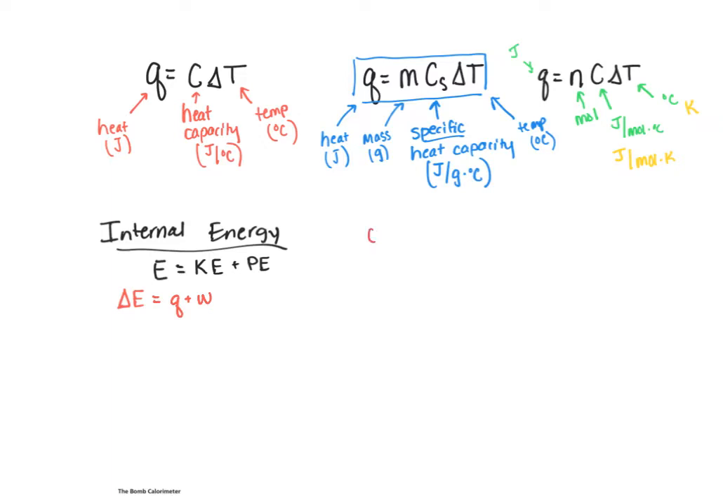So, options for calculating internal energy. Option 1, we could measure the work performed and the heat released and add them together.